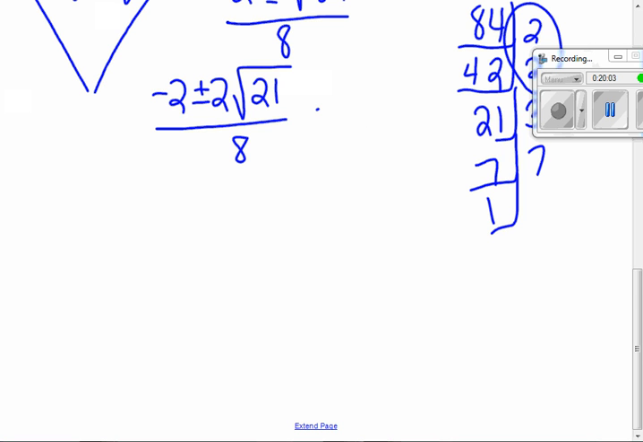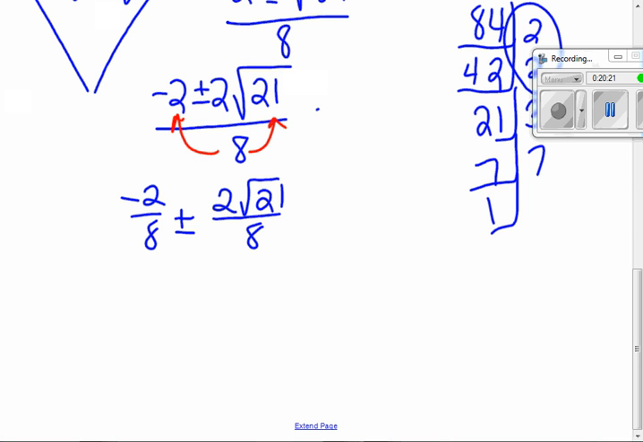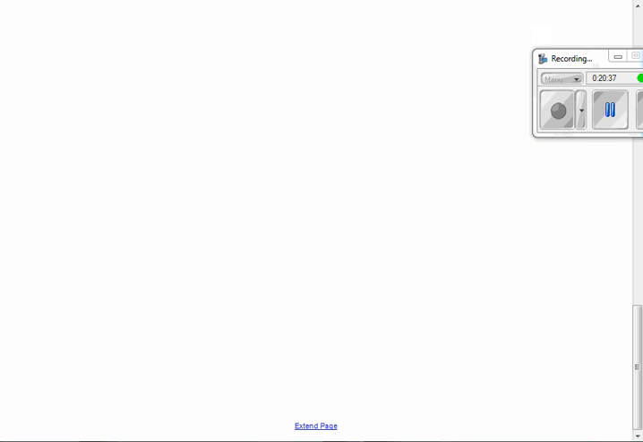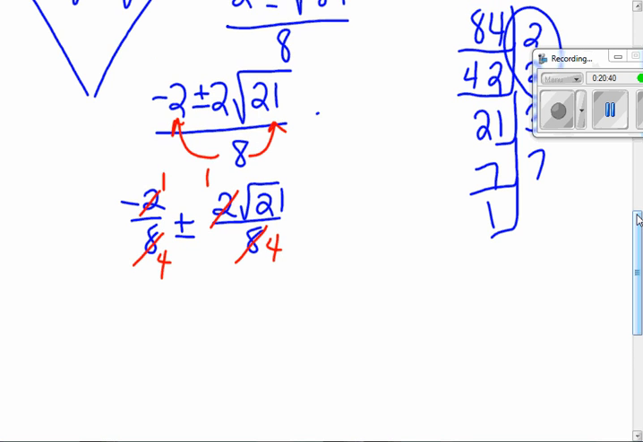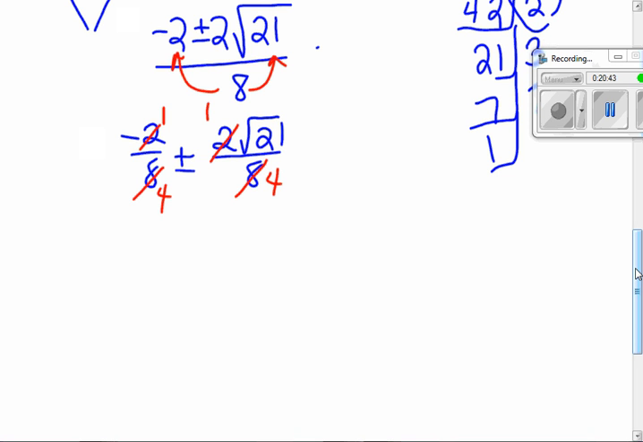Because what we're going to do is divide 8 into this one and 8 into that one. So it's negative 2 over 8 plus or minus 2 square root of 21 over 8. What is 2 eighths as a fraction then? Very good, Taylor. 2 goes into 2 once, goes into 8 4 times. So this is negative 1/4.